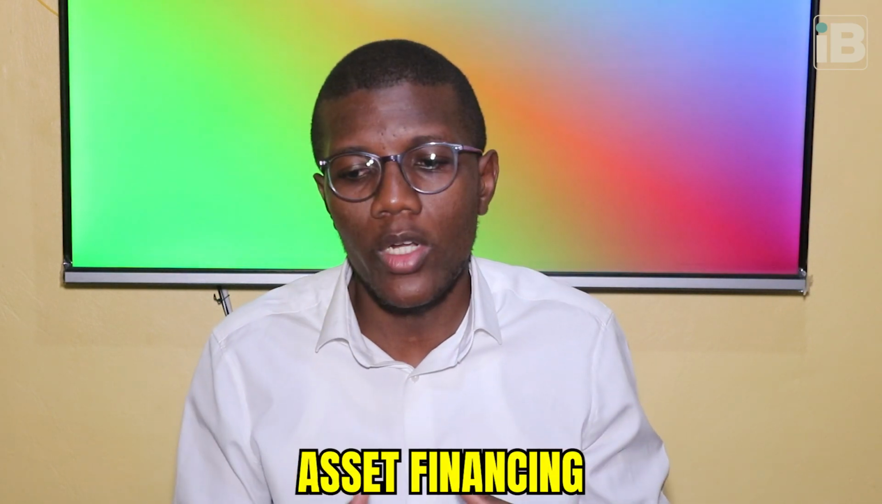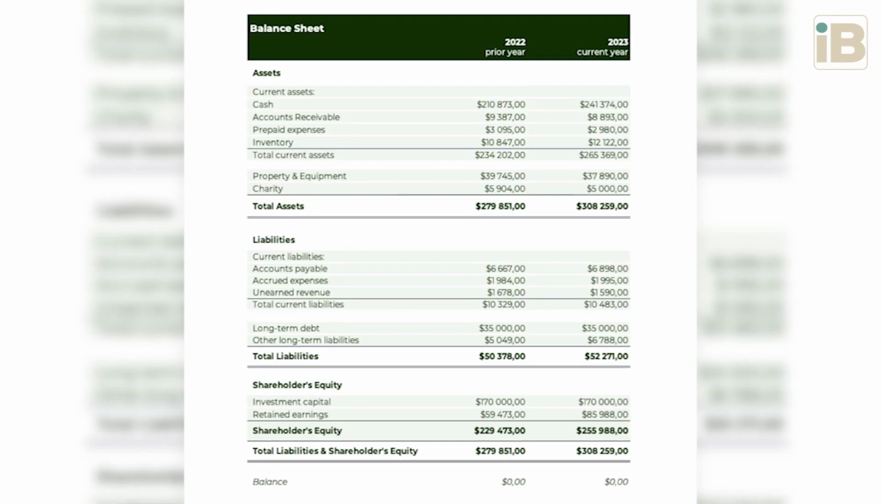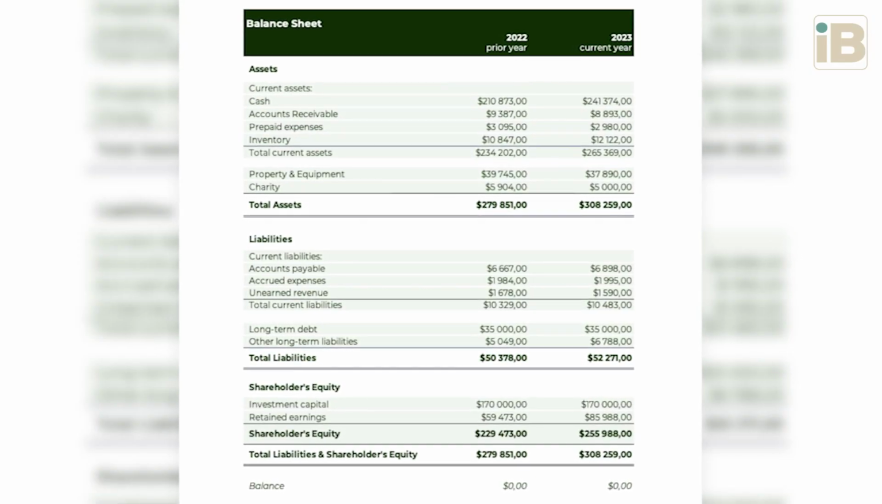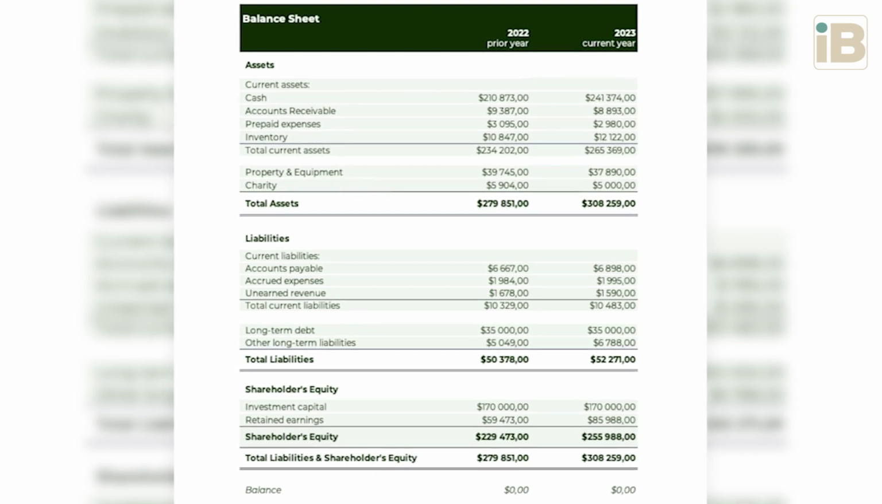To kick us off, as the name suggests, an asset is what you or your business owns. Basically, it's some form of property, either owned by you or your business. With asset financing, your business uses your balance sheet to obtain a loan. So what is a balance sheet? A balance sheet is generally a document that displays the assets and liabilities that are owned by your business.